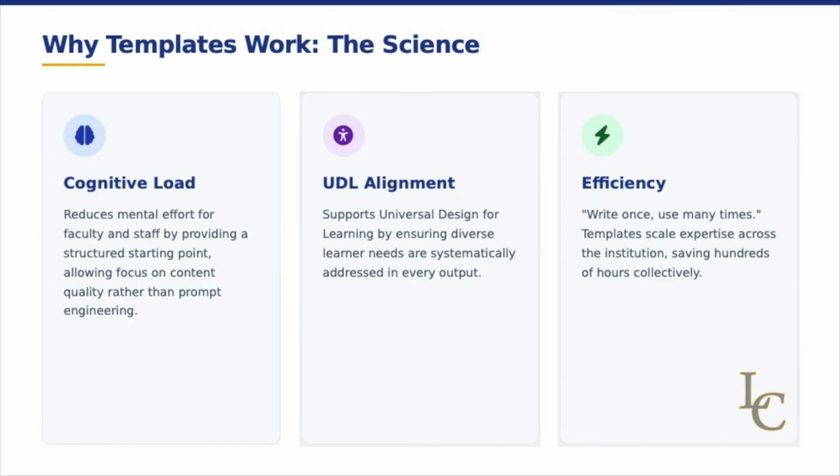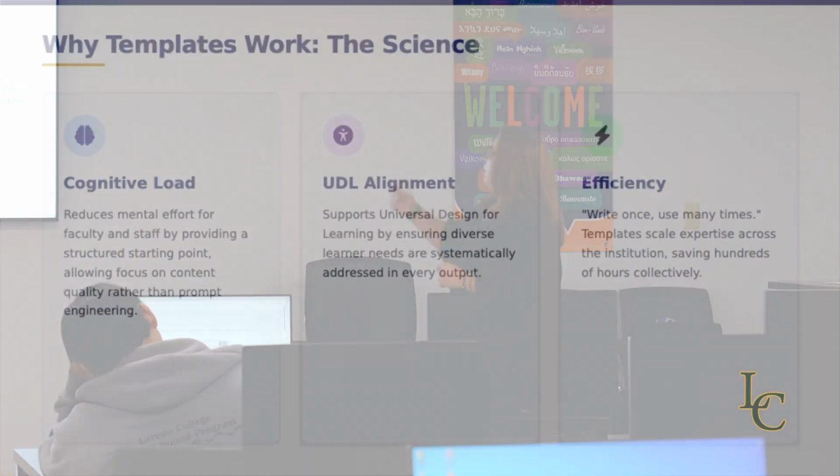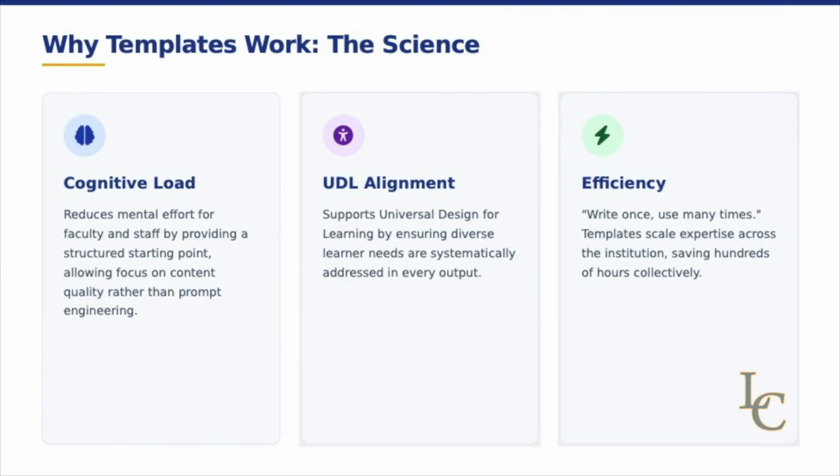Universal Design for Learning is UDL alignment. So of course it ensures the diverse learners' needs are systematically addressed in every output. And remember, we have been encouraging you to allow students to have more of a way to submit what they've learned, right? So whether it was written work or a video or something that's different for you to be able to see, did you learn this? How did you, and how was it, type of thing. And efficiency: write once and use many times. That's really what the template's all about.